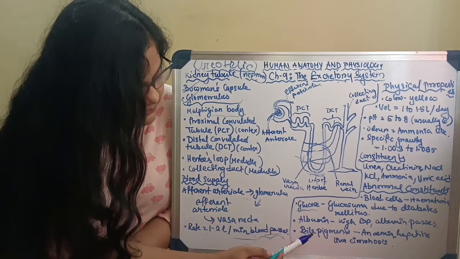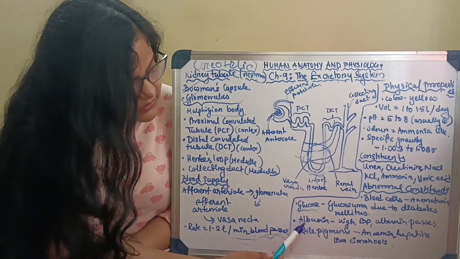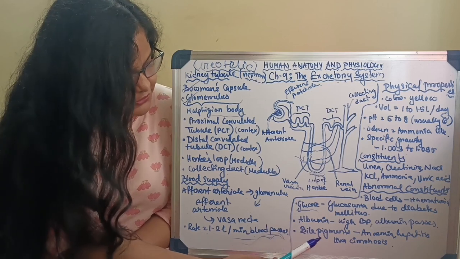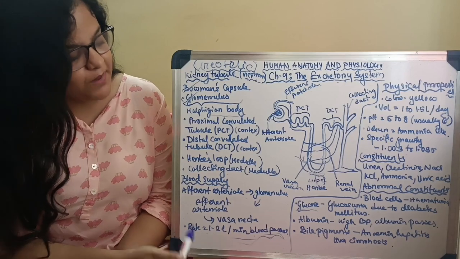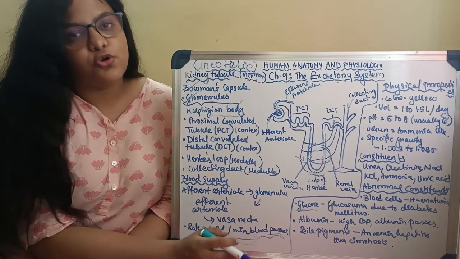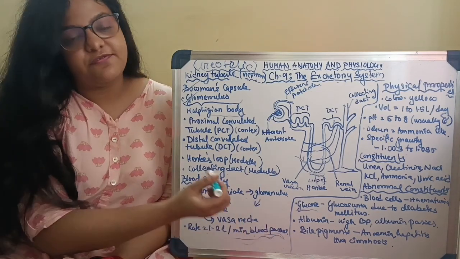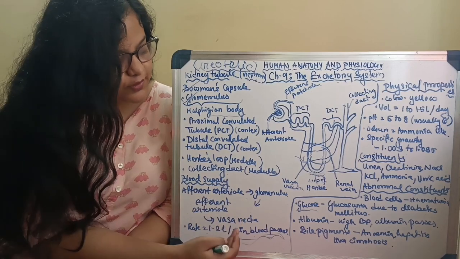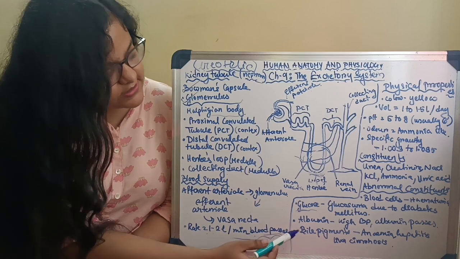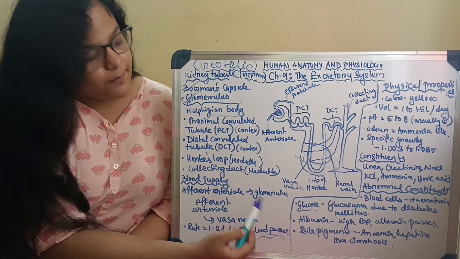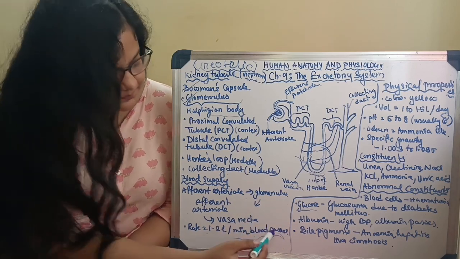Okay. Next comes albumin. Due to high blood pressure, excess albumin and protein is passed through the urine, that is the glomerulus, which contains the fine pores for filtration. The glomerulus is not able to filter it due to the high blood pressure, so some albumin and protein pass through the urine during that.